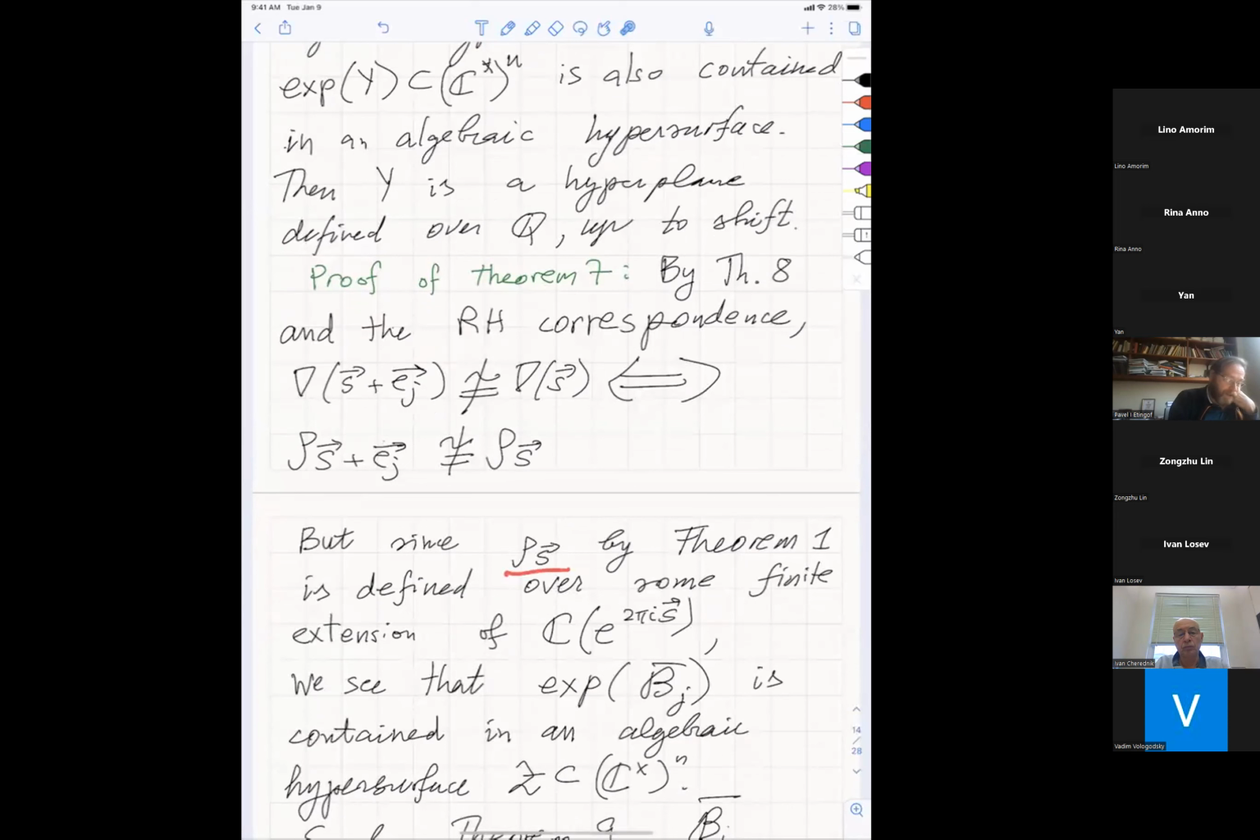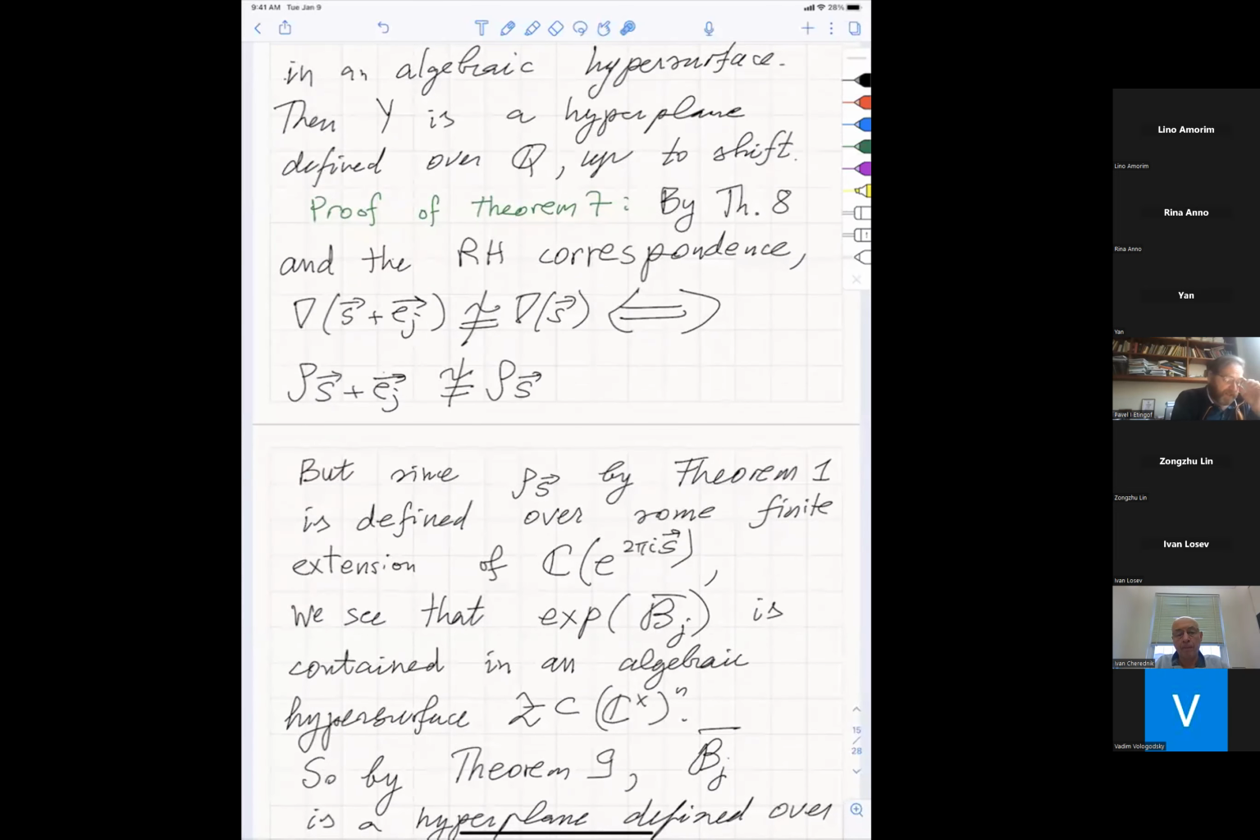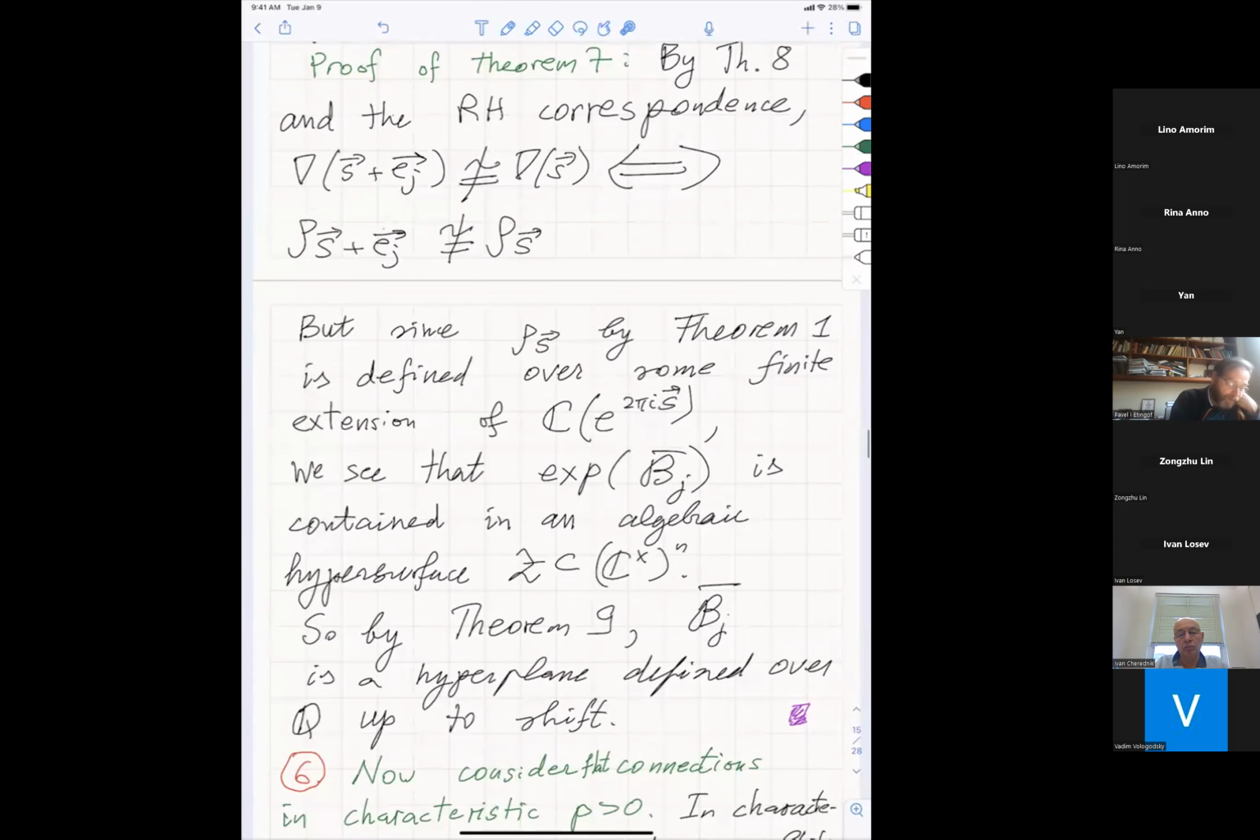But we know that rho S, by the first theorem that we explained, is defined over trigonometric functions, over some finite extension of the field of trigonometric functions. And this means that the bad set for rho S, which is the exponential of this Bj bar, is contained in an algebraic hypersurface in the torus. So we have an algebraic hypersurface, which is a component, of codimension 1, of this Bj bar, whose exponential is also contained in an algebraic hypersurface. And so by Ochs' theorem, it has to be a hyperplane defined over Q up to shift.